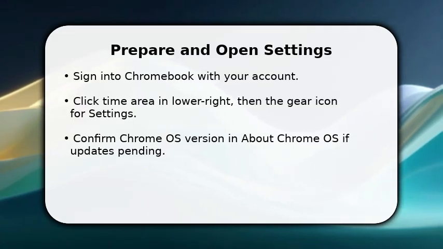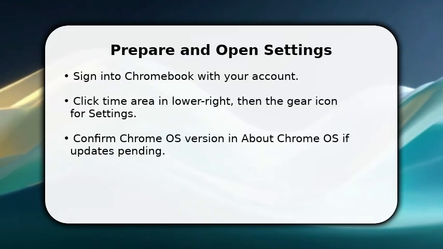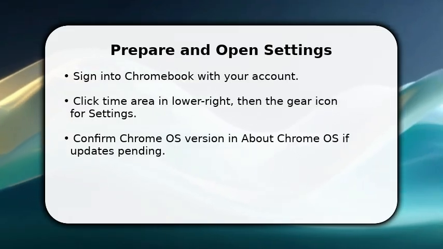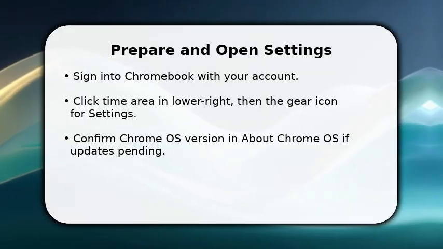You start by signing into your Chromebook and opening settings immediately. Click the time in the lower right corner, then tap the gear icon to enter settings.